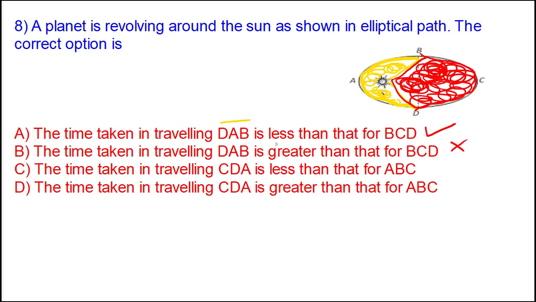Now the third option is the time taken. I will just rub this because we will have to take new area now. In this case, the time taken traveling CDA is less than ABC. Now CDA is this one. When the planet goes from this path C, it comes here CDA. So this is the path. So the area under this path is this one, the semi part of the ellipse.